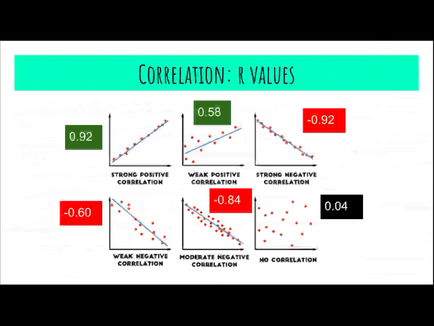Finally, we have a 0.04 correlation, or 0.04 R value. That means no correlation. These two variables are not related to each other. Perhaps these researchers were looking at the length of people's hair and the size of their feet. What they found is people with long hair are no more likely to have big feet or small feet, and people with big feet are no more likely to have long hair or short hair. These variables are not related, so there's no correlation at all.